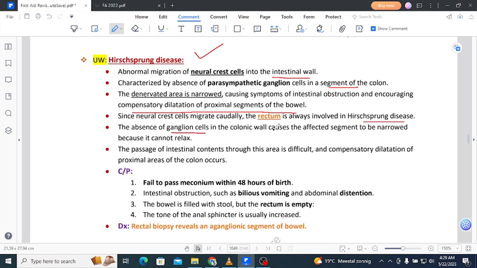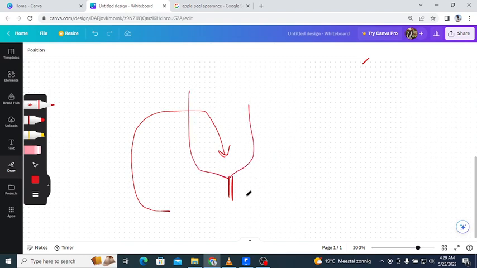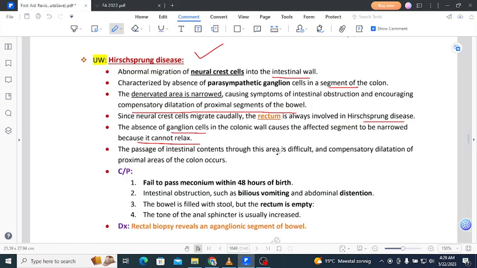The absence of ganglion cells in the colonic wall causes the affected segment to be narrowed because it cannot relax. Now, suppose I'm talking about a particular segment. This is a segment of the rectum, or maybe the sigmoid colon, or maybe the descending colon that was not innervated. So this becomes narrowed, and the feces that is coming from here starts piling up proximal to that. So the proximal segment becomes enlarged. The problematic segment is this one, which is narrowed, and proximal to that we have dilation of the segment because the food stuff is accumulating over there. So that is how we get a picture of Hirschsprung disease: a distal narrowed segment and a proximal dilated segment. Here you can see that the passage of the intestinal content through the area is difficult.